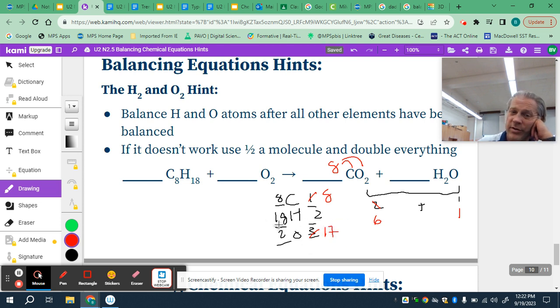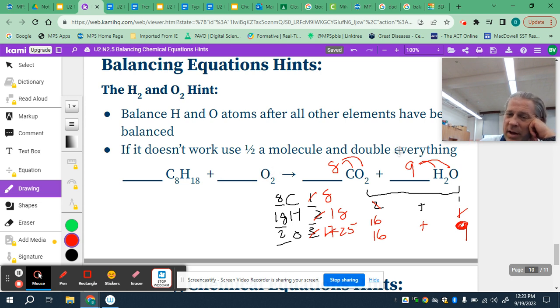So now we're going to balance our hydrogens. 18 hydrogens over here, 2 hydrogens over here. Use the coefficient of 9 because 9 times 2 is 18. So that's going to give me my 18 hydrogens. It's also going to give me 9 oxygens. Oh, no, I lied. Not 2. Silly. I'm going to have 9 oxygens. So now 16 plus 9 is 25. And so here's where I'm at.